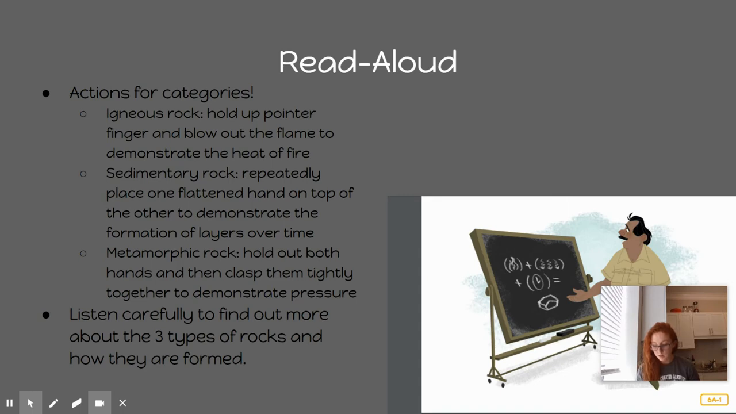The three types of rocks are igneous, sedimentary, and metamorphic. Try saying each of these rock types out loud. Igneous, sedimentary, and metamorphic. Okay, so what are my three types of rocks? What was that one called? Igneous, this one, sedimentary, and this one, metamorphic.